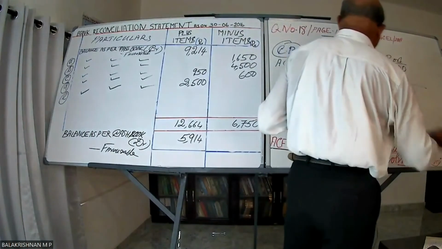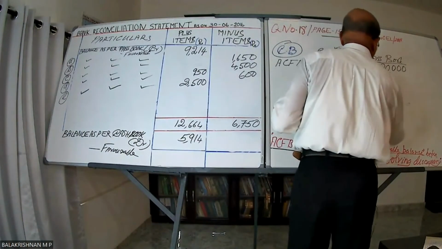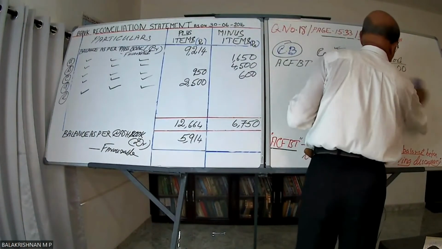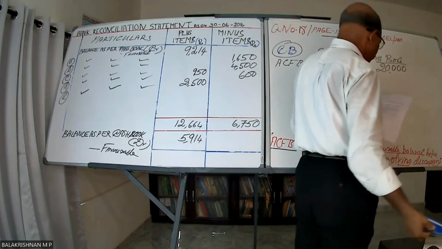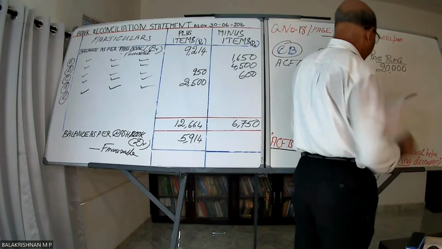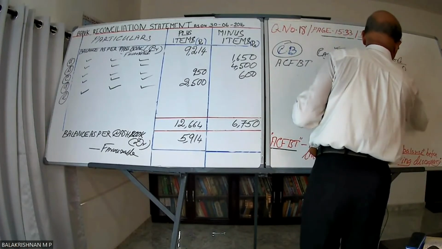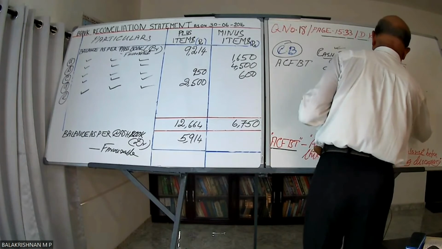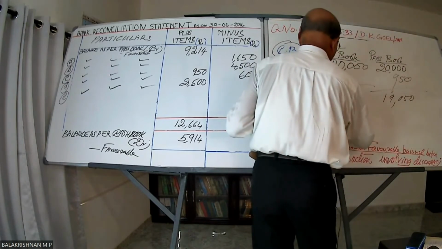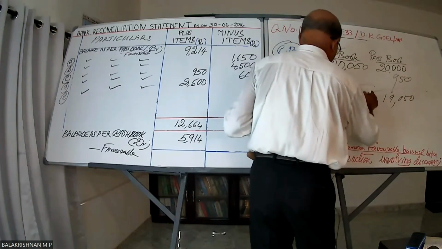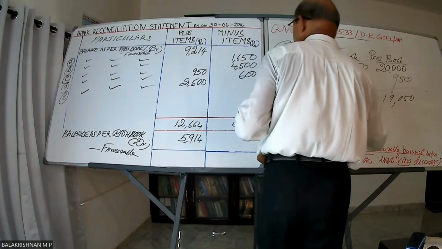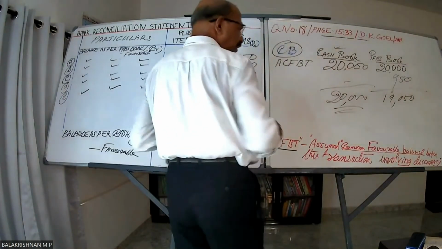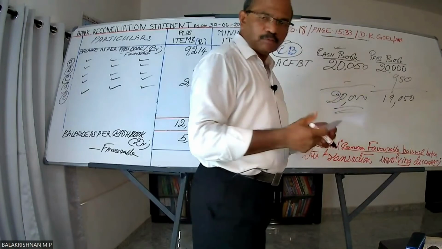A standing order means bank will reduce my balance. Okay, how much? 950. So bank balance has come down to 19,050. I was not aware. My balance is 20,000 only. Hence, there is an increasing effect to the extent of 950. I am showing it here. Okay. Now you may ask, what is this hire purchase?